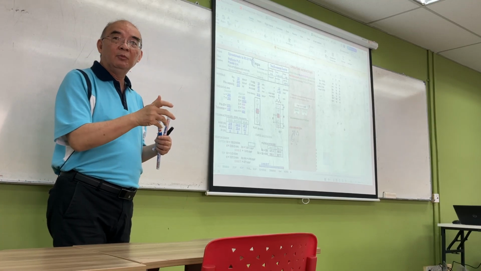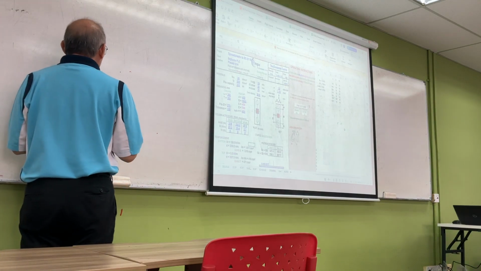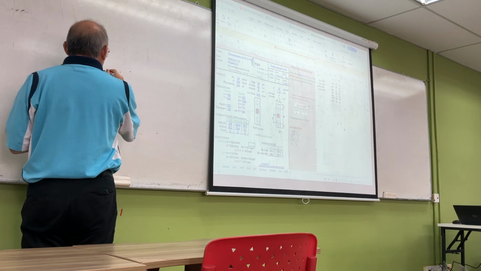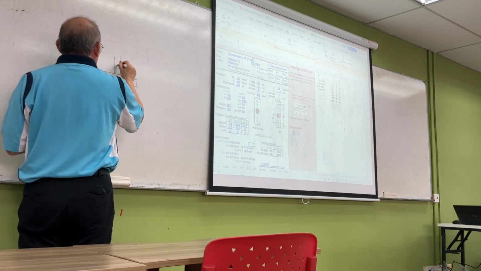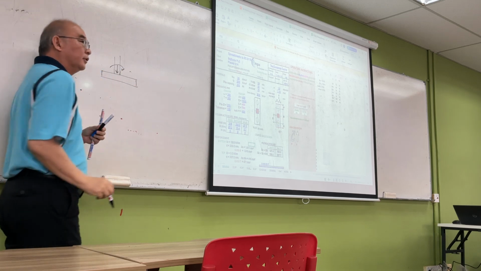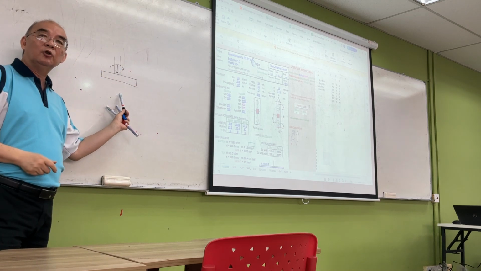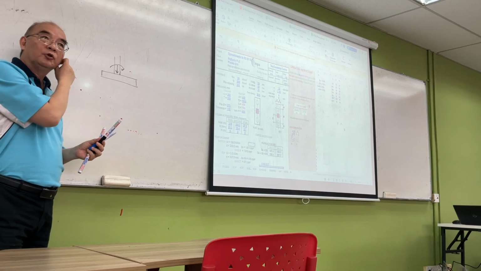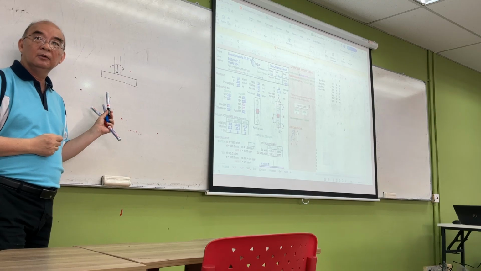The column can carry moment. That's a fixed end base, right? So what you do is, now you have this, and then you have this, the moment. Then you also have the soil reaction, right? But your soil reaction in this case is not uniform anymore, right?